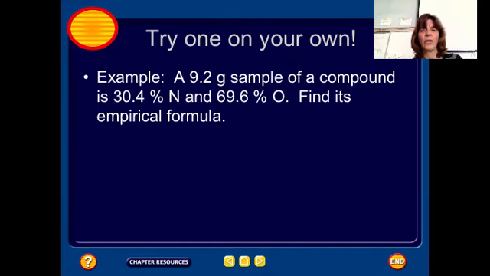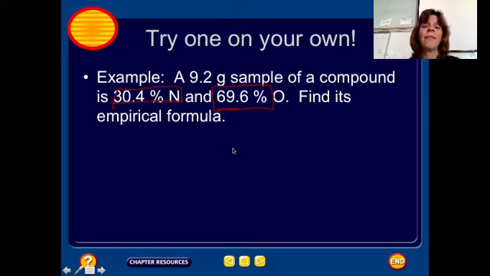So let's try another one on our own. A 9.2 gram sample of this compound is 30.4% nitrogen. I really like to underline this. 69.6% oxygen. Find its empirical formula.